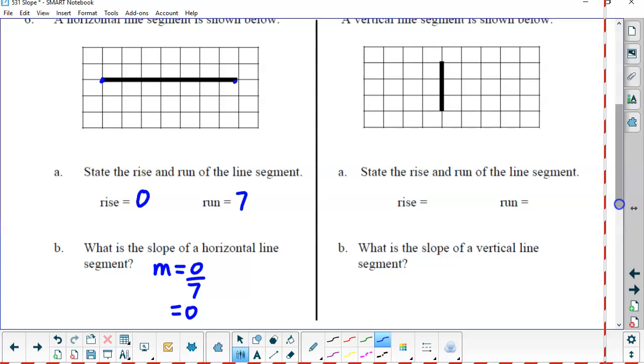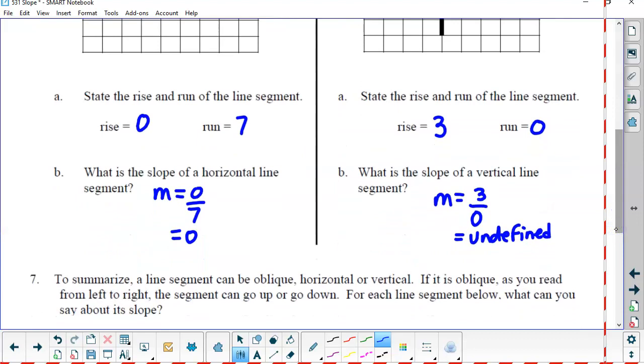Vertical line, the rise here is 3. The run is 0. So slope would be 3 over 0. Well, can you divide by 0? No. So we call this undefined slope. Now, sometimes you might hear it called no slope. And that's okay as well. I tend to use undefined because sometimes students get mixed up between 0 and no.